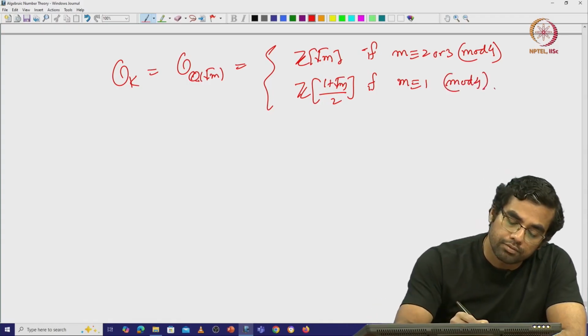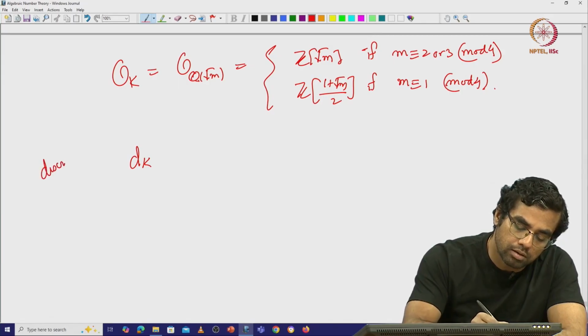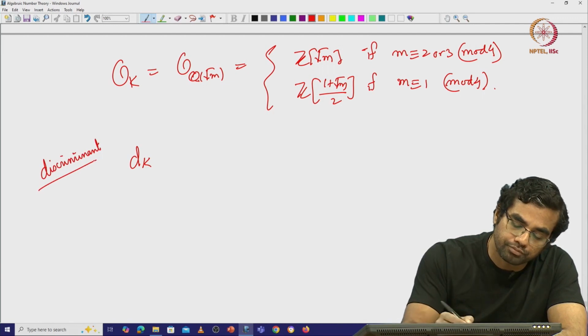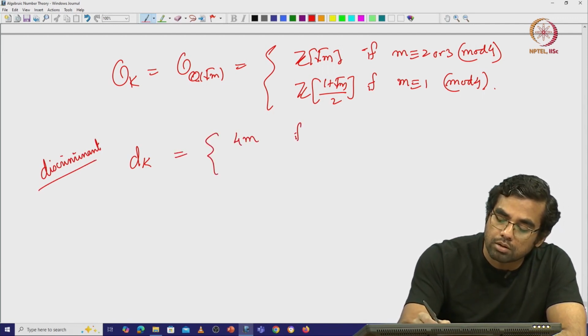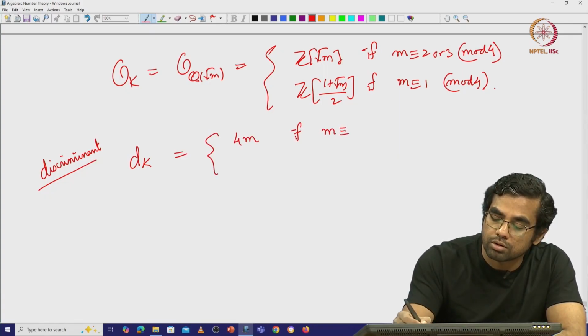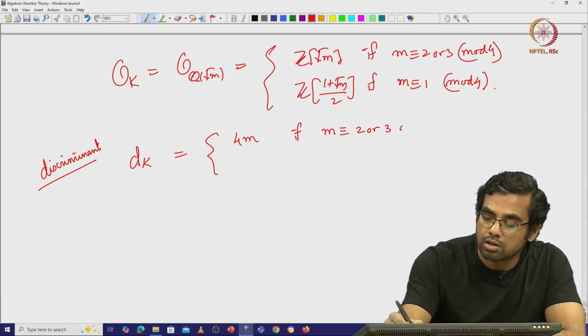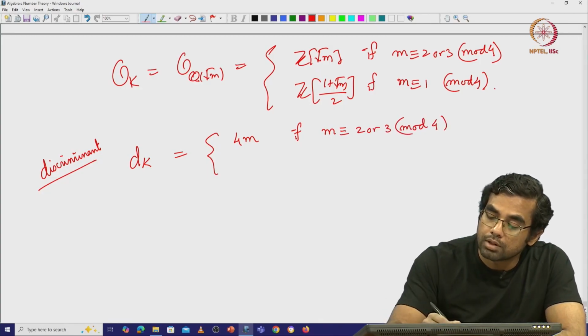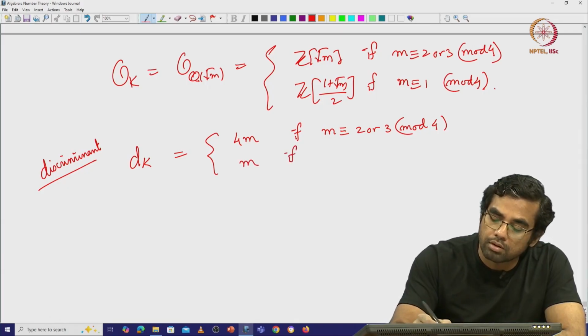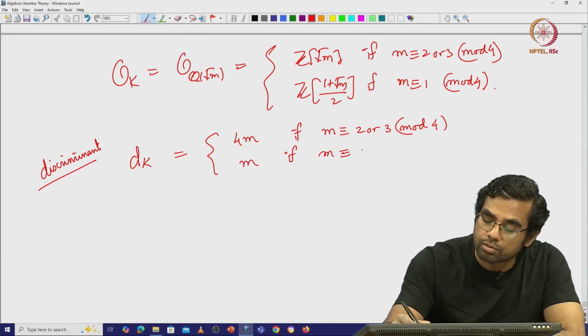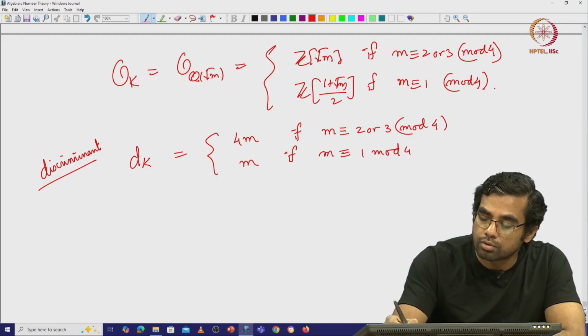Furthermore, we also have computed the discriminant. It is equal to 4m if m is congruent to 2 or 3 mod 4, and it is equal to m if m is congruent to 1 mod 4.